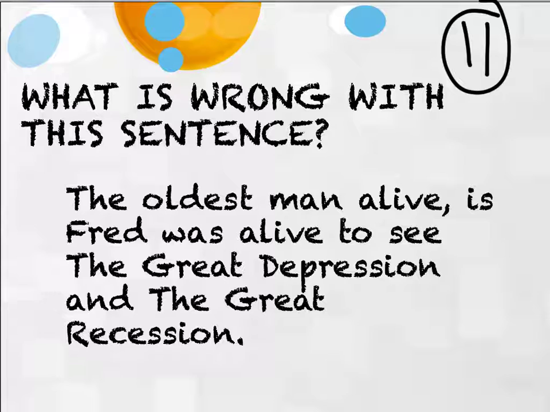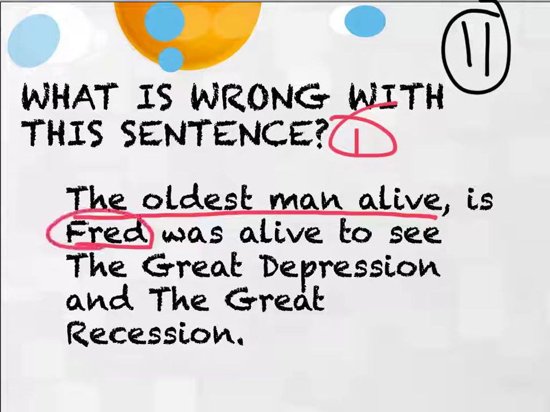All right, hopefully you took a moment to pause and think about the 4 rules that we just learned to decide what is wrong with this sentence. Let's go through each one. Rule number 1 says, it has to give us more information about the noun. The oldest man alive has given us more information about this noun, Fred. So right now, rule number 1's good.